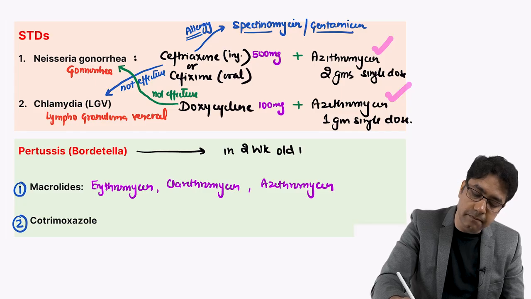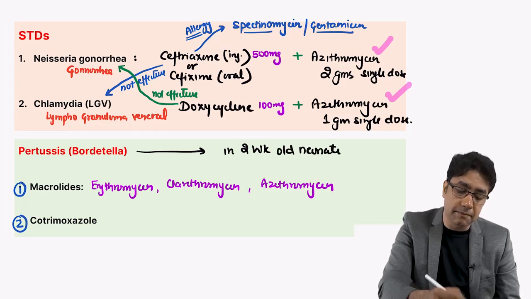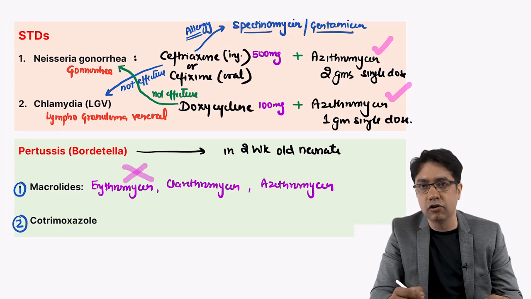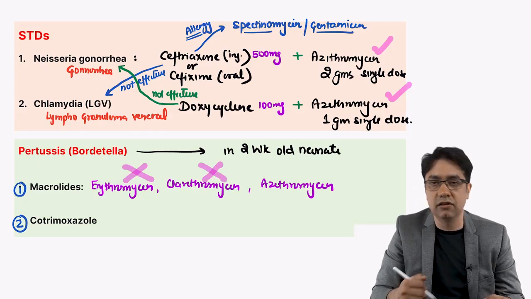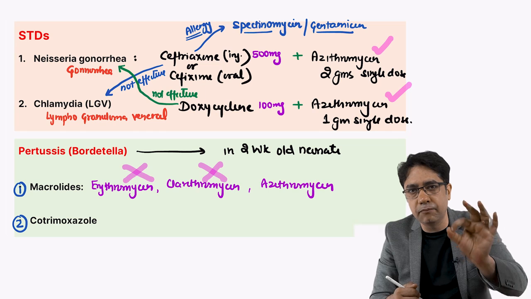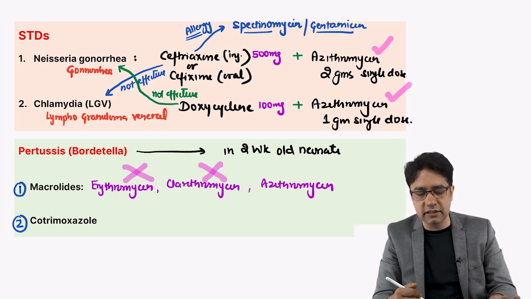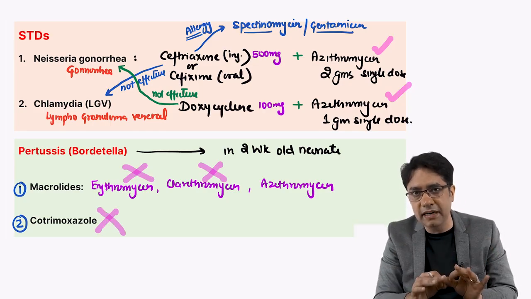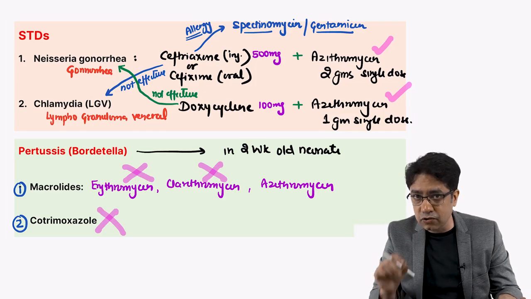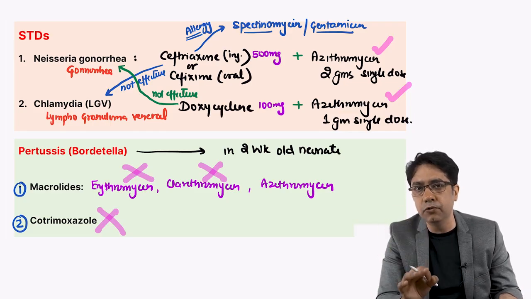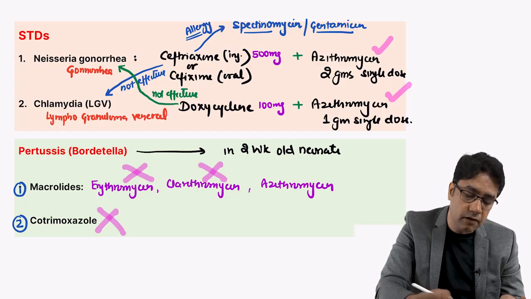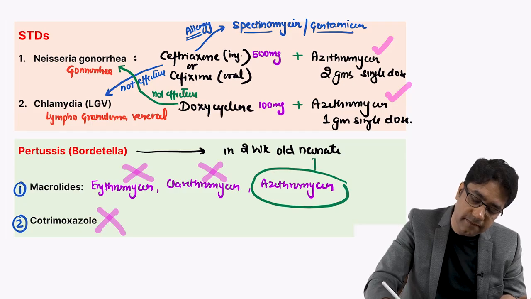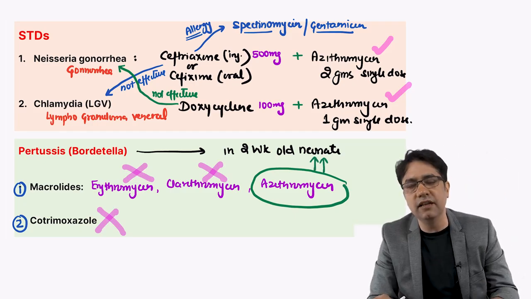this question came. In that case, remember, if neonate word is there, we don't give erythromycin, we don't give clarithromycin because first 2 drugs, they produce hypertrophic pyloric stenosis. Cotrimoxazole is also not given. It's a sulfonamide. It causes kernicterus. So if pertussis in neonate is specifically mentioned, the only option you will have is azithromycin. No other drug must be given in neonate.